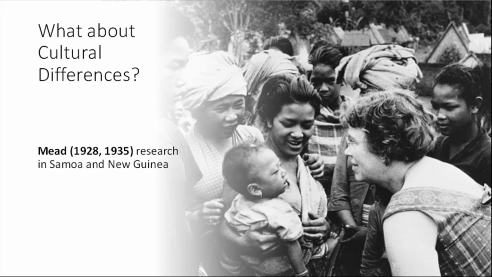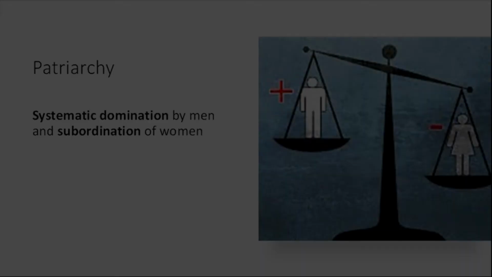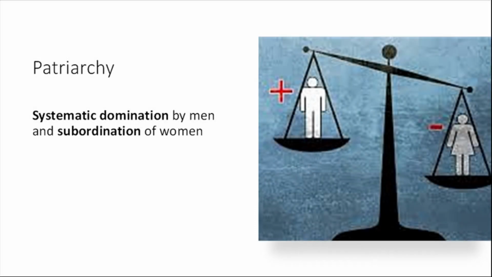We've already seen one piece of sociological research right at the start of the course, Margaret Mead's research in Samoa and New Guinea in the 1920s and 1930s. There were tribes where the women were aggressive and dominant in society compared to the men, and in Samoa, she found a society where young girls had a degree of sexual and social freedom that was unknown in America at that time. Patriarchy, then, is the systematic domination by men and subordination of women.